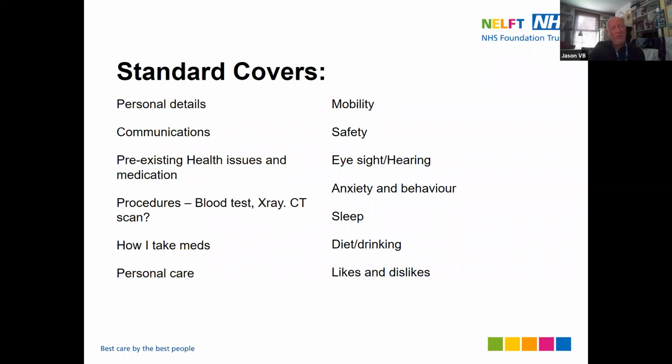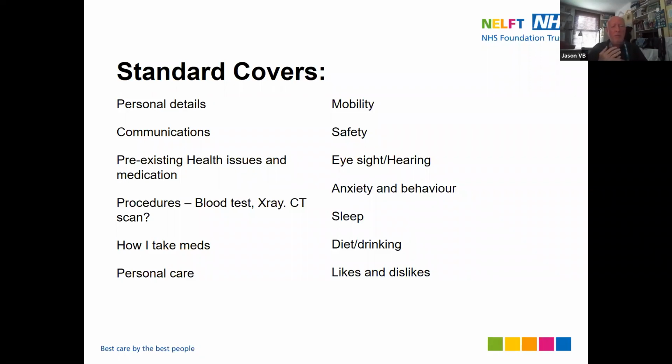There's a section about pre-existing health issues and medication, which again helps the care team to establish a baseline for this person's health as they present with whatever they're presenting with at that particular time.